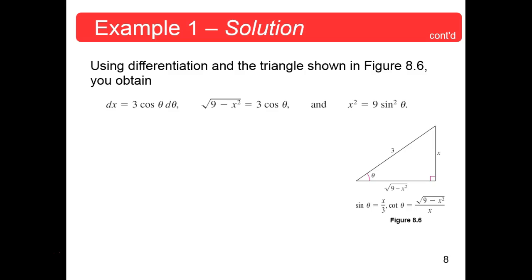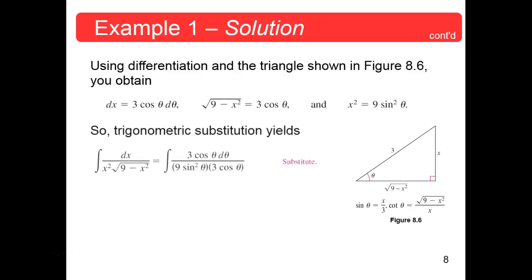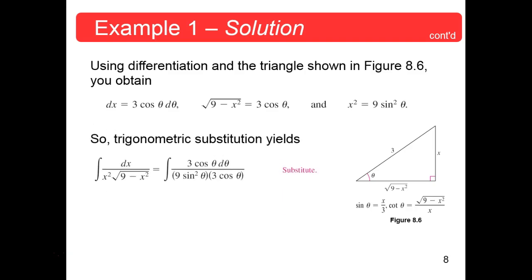Okay. Now, they put this in here now, unfortunately. They're already acting like they know what the answer is, and we don't know it yet. Let's go on and proceed here. The trigonometric substitution yields your dx is 3 cosine theta d theta. Your x squared is 9 sine squared theta. And your square root of that is 3 cosine theta.